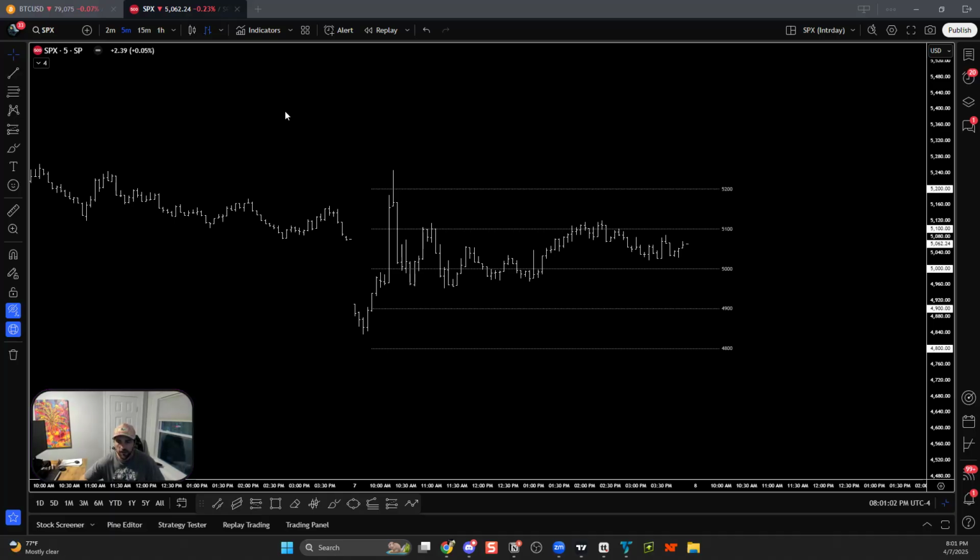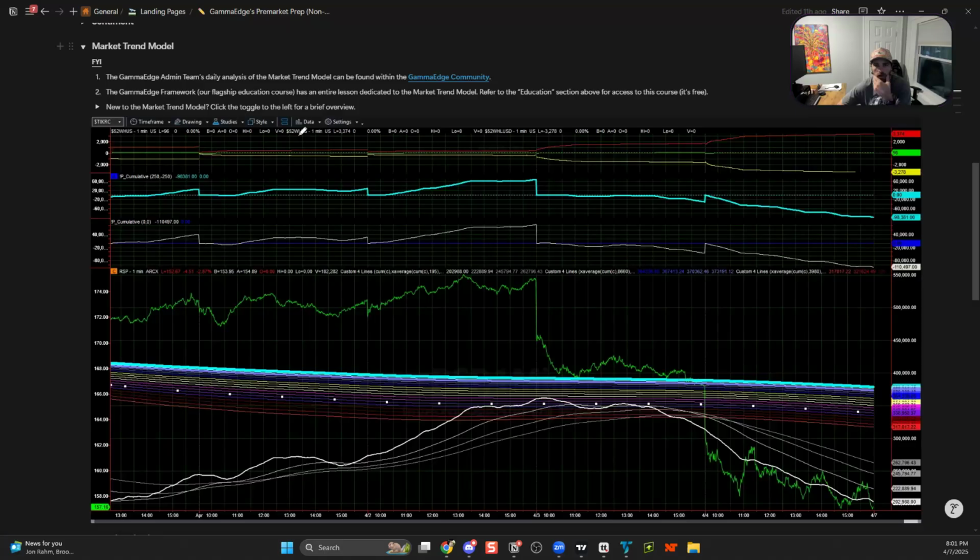TLDR today is, massively put dominant environment in which huge intraday ranges continue that we saw on Friday. You can see the chart here. I have whole levels marked out, meaning 5,000, 5,100, 5,200. You can see we operated within like a 150 point range today. So quite volatile. But before getting into the specific trade today, let's go over the pre-market prep real quick.